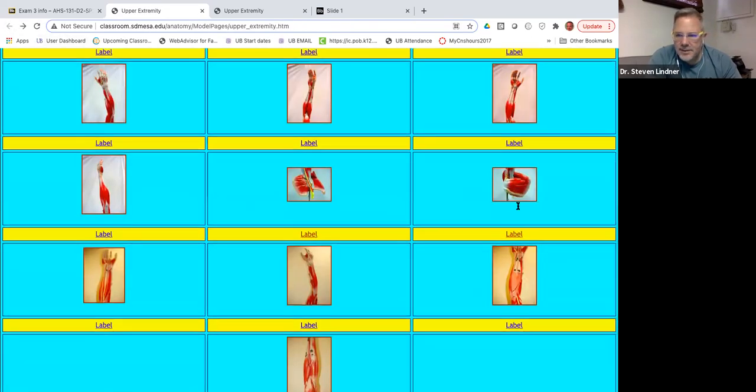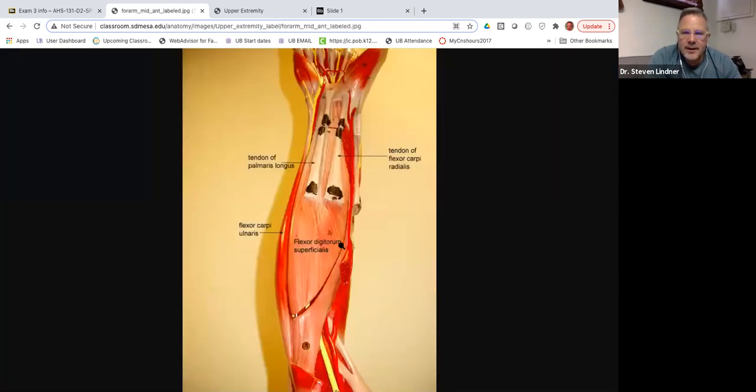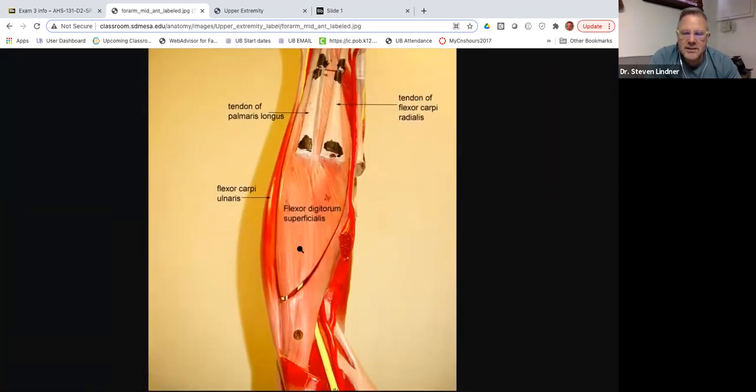Let's look at the posterior scapula. You know what? Let me hold off on that for a second. I want to go to the anterior forearm again with the superficial muscles dissected away.